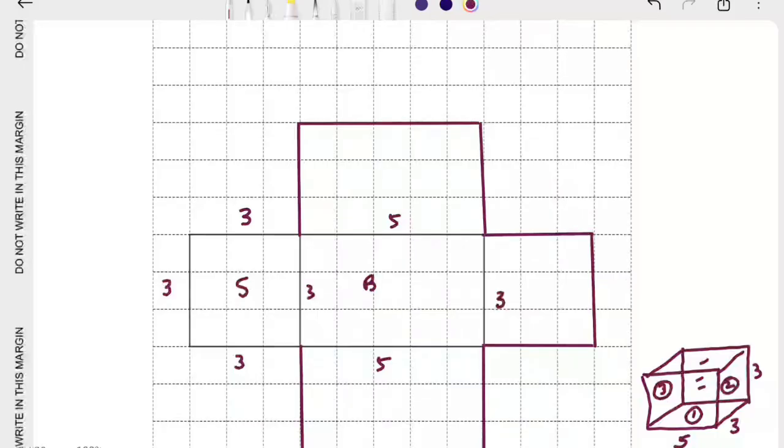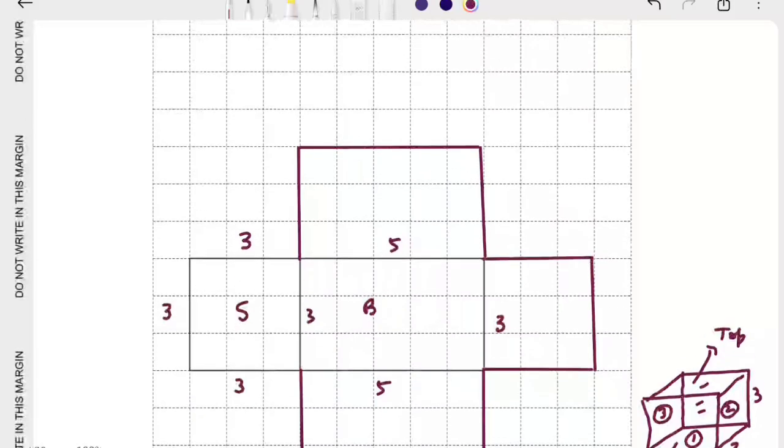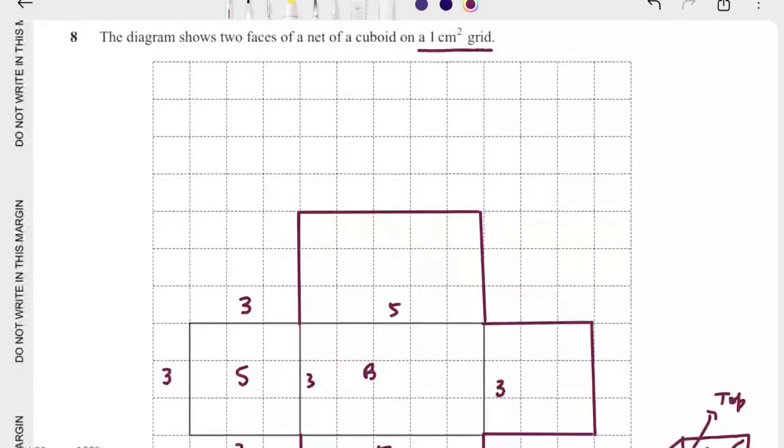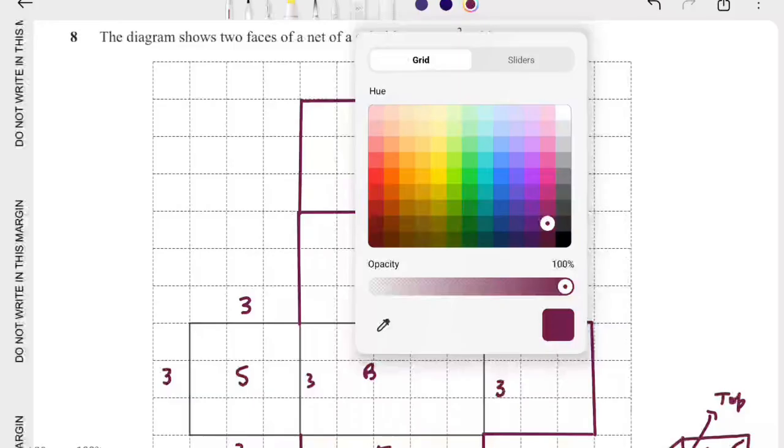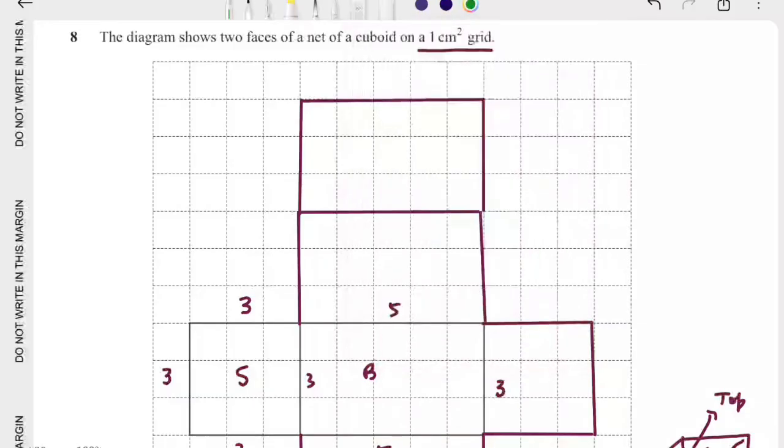As we have already drawn the bottom one, now the top one is left. Now I am going to draw the top one. So it will be 1, 2 and 3, 1, 2 and 3, and 1, 2, 3, 4 and 5. So in this way we can draw the net of a cuboid.